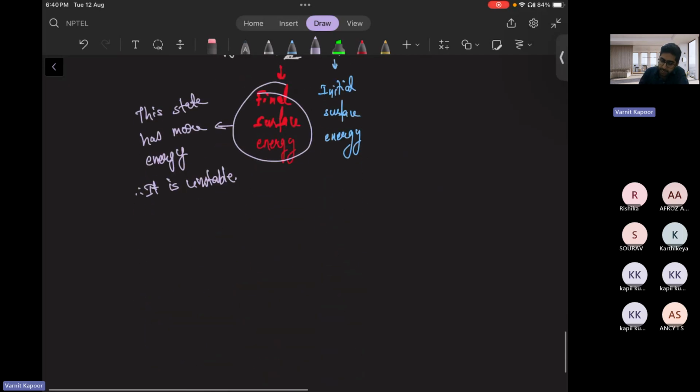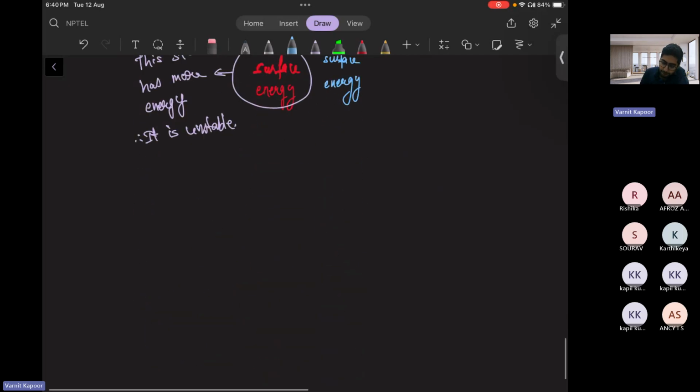Okay. Suppose we take another example where we have a thick liquid membrane. This was a very thin liquid membrane. Now we will take a scenario where it is a thick liquid.